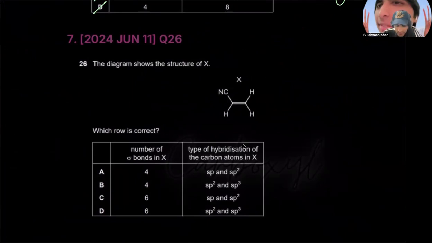The diagram shows the structure X. Which row is correct? How many sigma bonds are there? See, C bonded to N effectively is C triple bonded to N, isn't it? And so, how many sigma bonds are there? So you have one sigma here, the other sigma is here, sigma, sigma. How many sigma bonds are here? Sigma 1, 2, 3, 4, 5, 6.